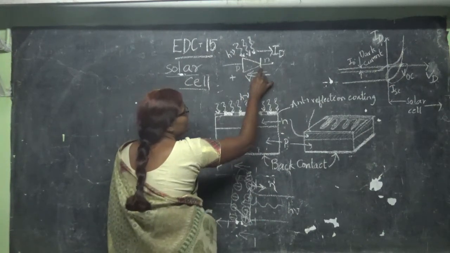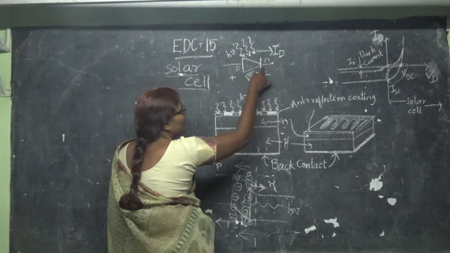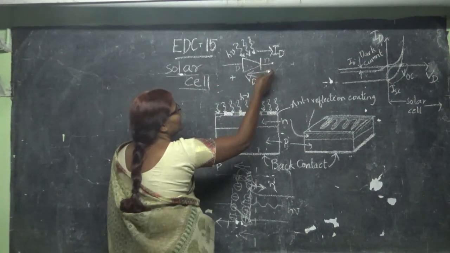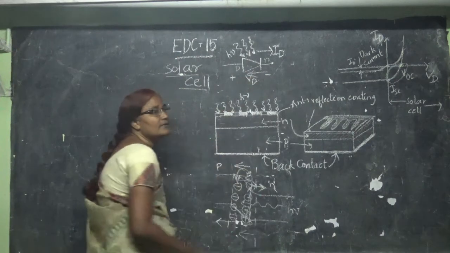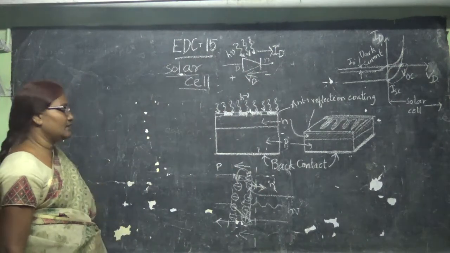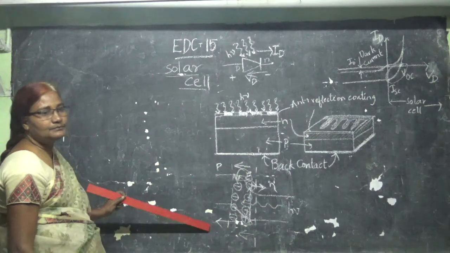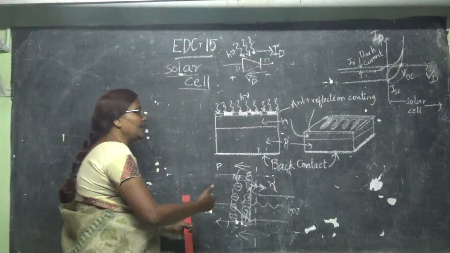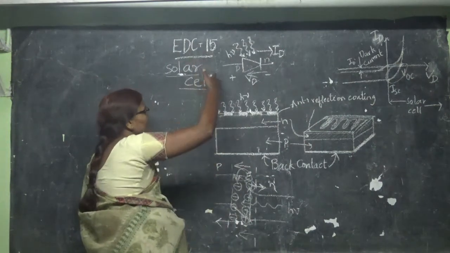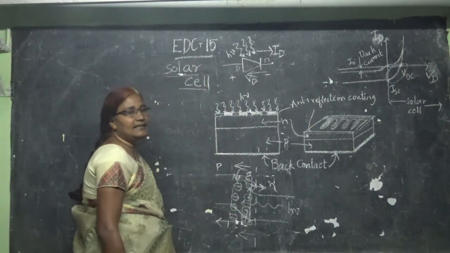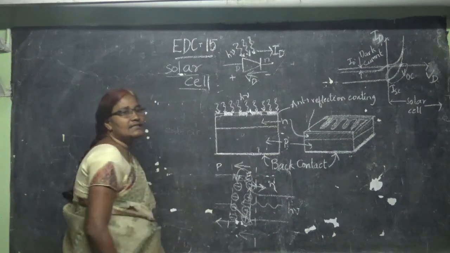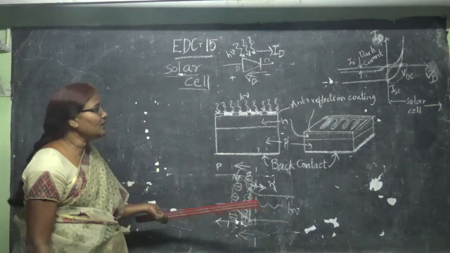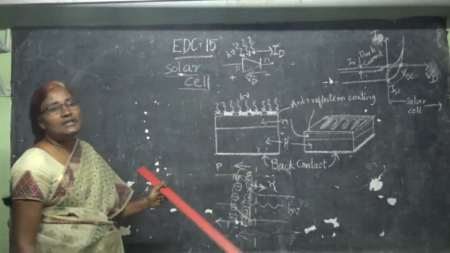My current will be from this direction to this direction. That means this is the cathode and this is the anode. The actual current flows in the reverse direction, but we take the current flowing in this direction as the reverse saturation current or reverse current. That current flows here. So it is clear. In this way current will be produced due to the incidence of the light energy on the surface of this device. So this is nothing but a solar cell, which converts light energy into electric energy.